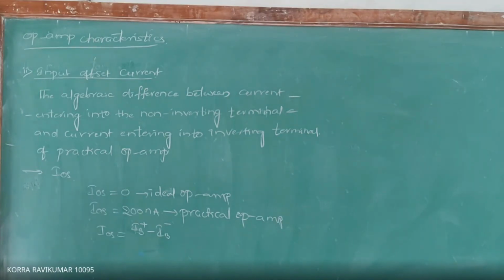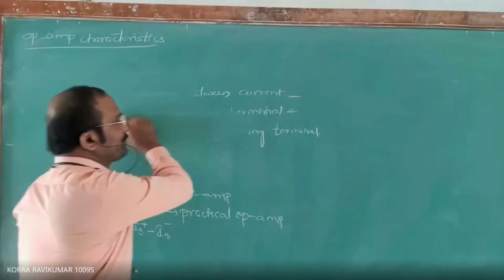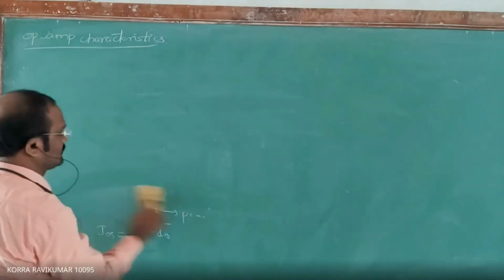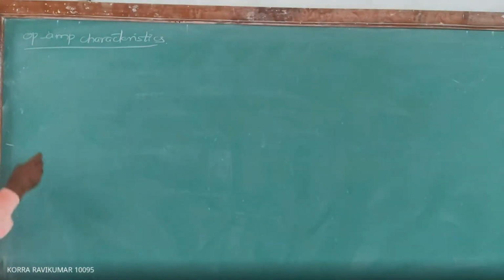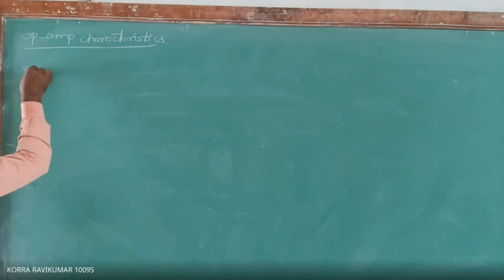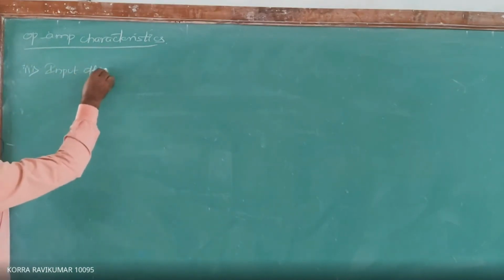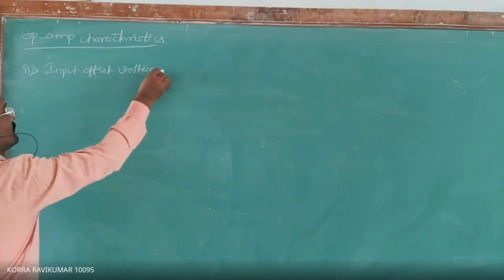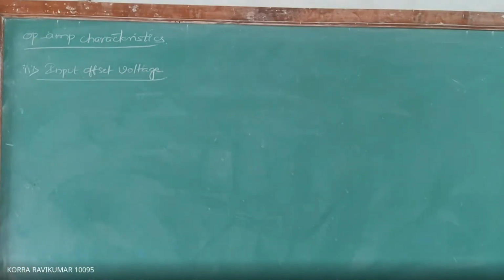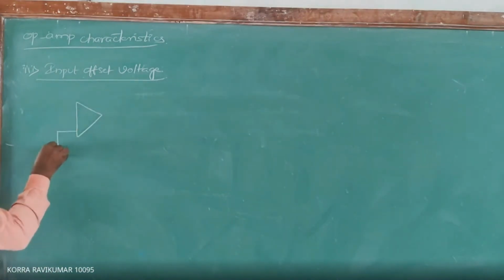Completed, sir. Right now. Next, keep the heading as input offset voltage. Input offset voltage. So draw these circuits, ideal op-amp as well as practical op-amp.